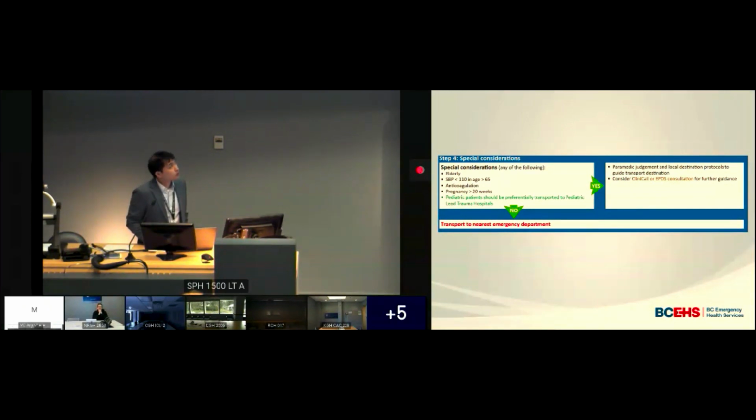So just to finish off the rest of the algorithm, this is step 4. So your judgment and the local destination guidelines will help you decide your treatment or your transport decision. And again, if you're uncertain, contact clinical call or EPOS. Now, if none of step 1, step 2, step 3, or step 4 are met, then transport to your nearest hospital as per regular routine practice.